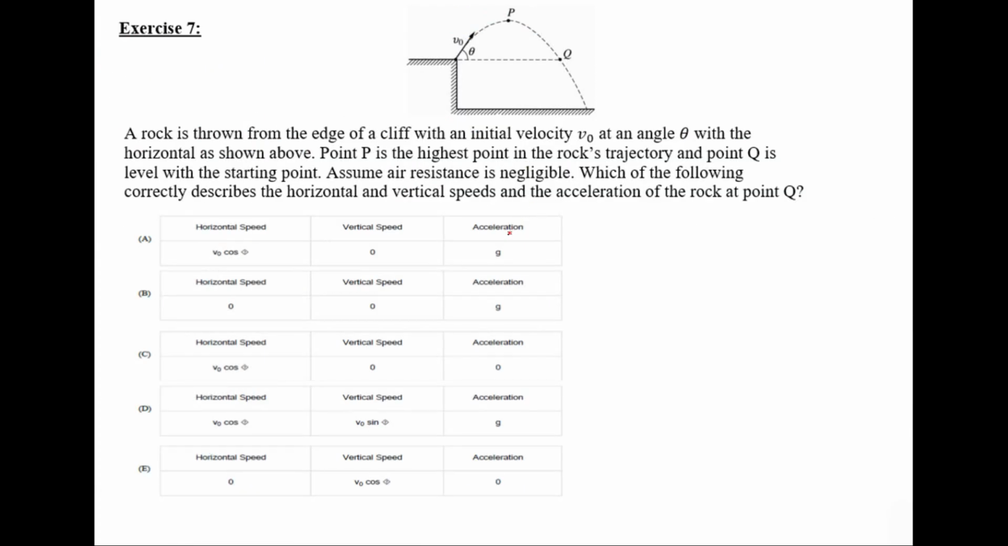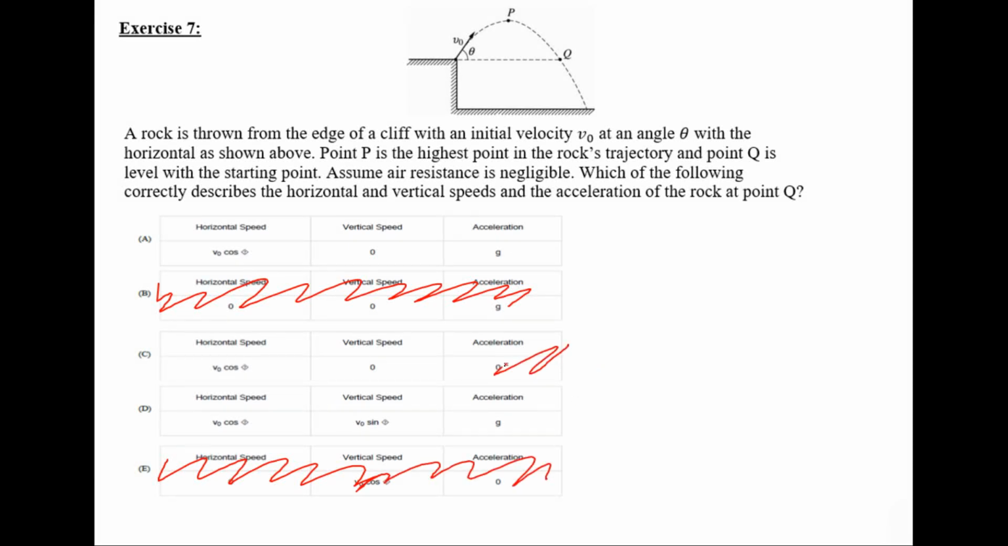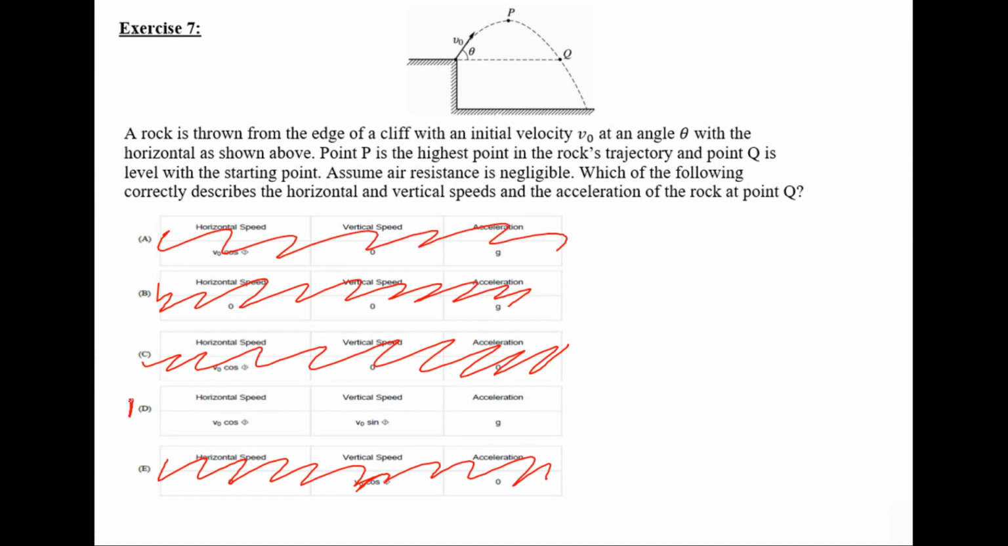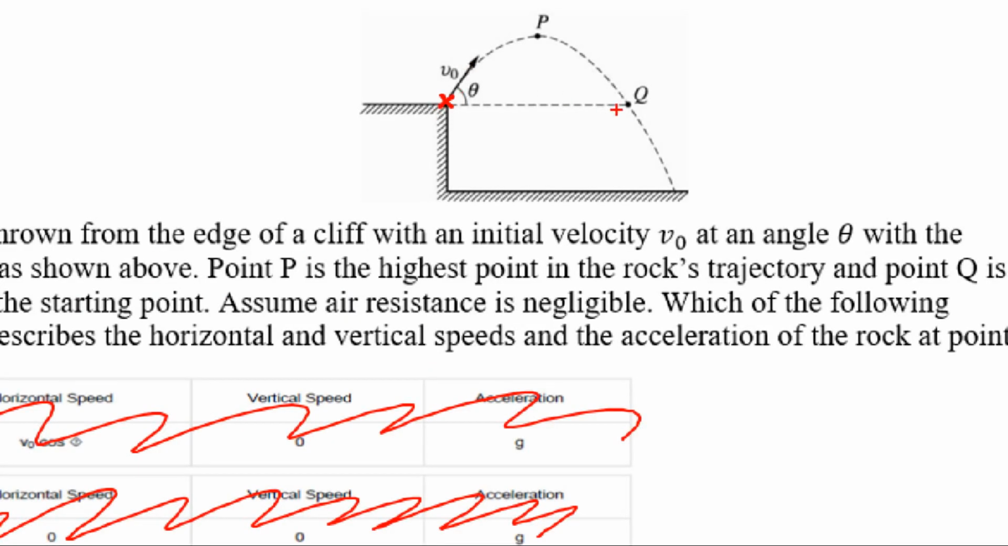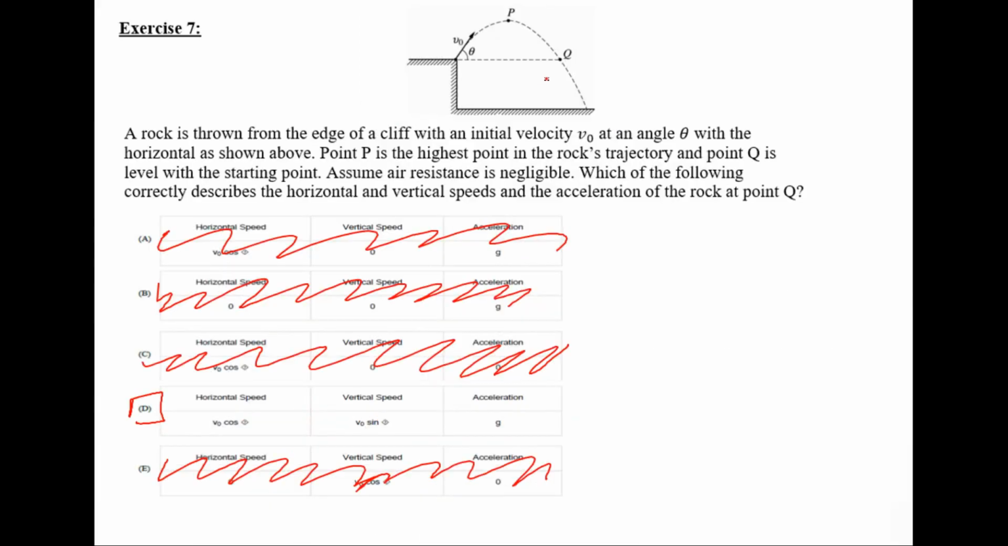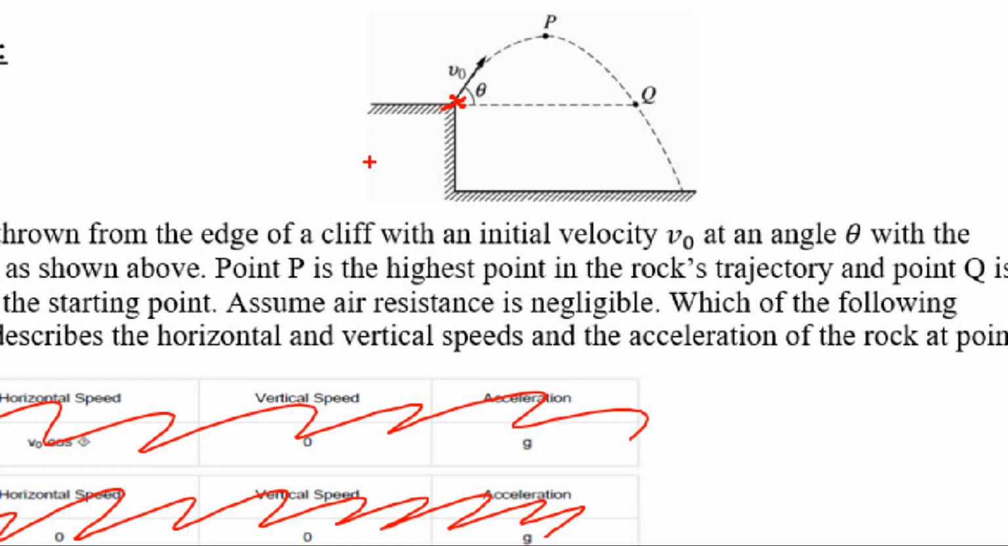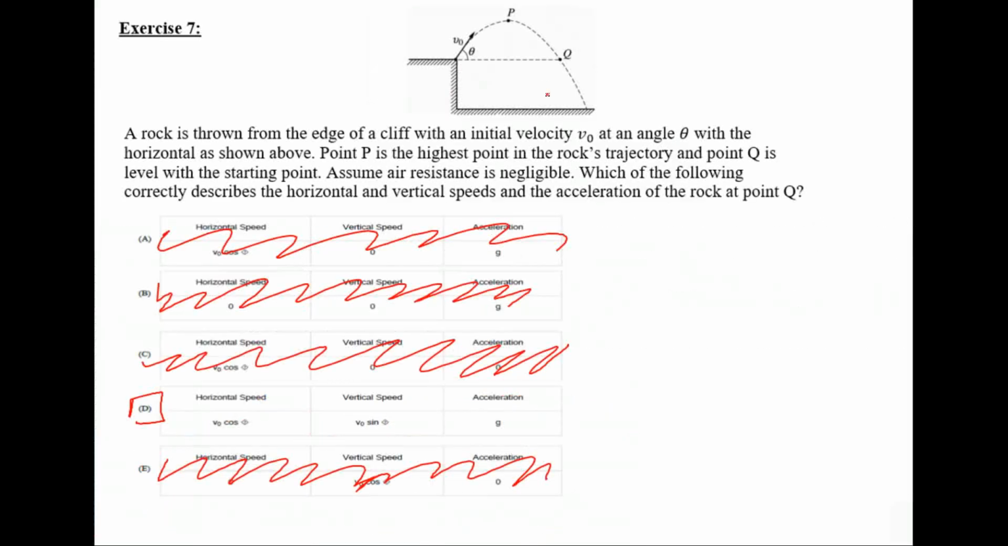Now let's start eliminating directly. We have a horizontal speed, so this should be eliminated, and this should be eliminated as well. Now we have acceleration at all times, so this should be eliminated. We have a vertical speed, so this should be eliminated. For this reason, the correct answer would be D. Let me say again, this point coincides with this point at the same height, and the starting point has a vertical velocity given by v0 sine theta, which is the same magnitude as at Q. So we're talking about speeds and not velocities, so D is the correct answer.